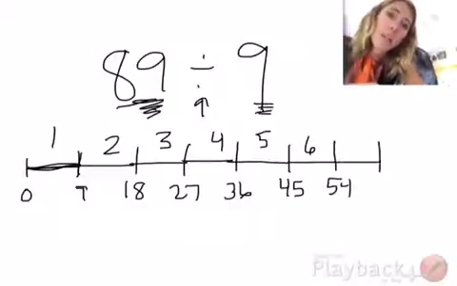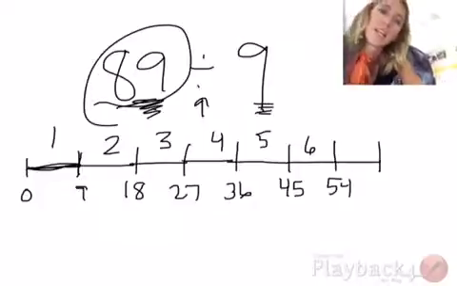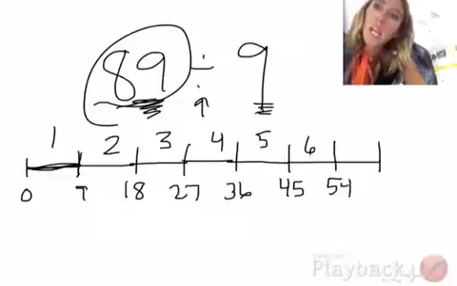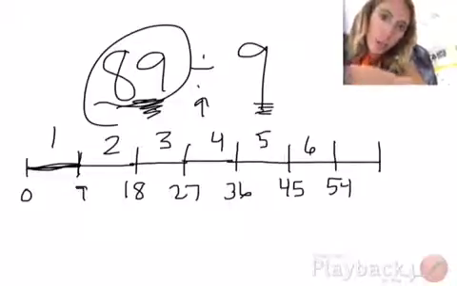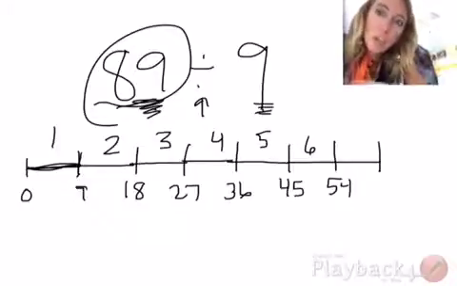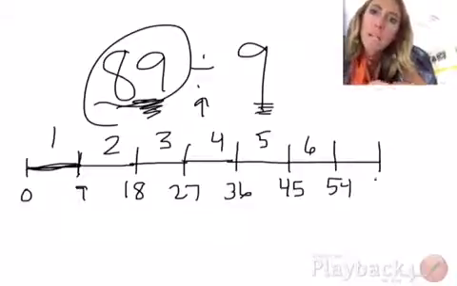Now the reason why I keep going is because I know I'm going to hit somewhere close to 89 in the very near future. If I wasn't going to hit it in the very near future, I'd probably stop and be like, it's going to be a lot. The visual picture is showing me it's going to be quite a bit. But at this point, I'm almost to that spot, so I'm going to keep going.